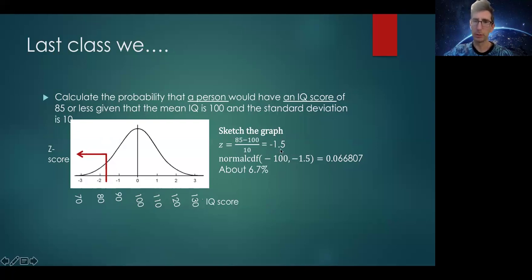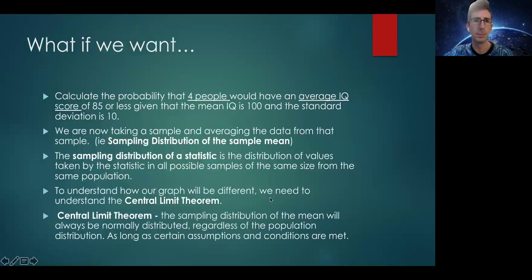We could look this value up in a z-table to get the area under the curve, or we could use our TI-84 calculator and the normal CDF function. This should be a positive 100, not a negative. We could use the CDF to get the area under the curve, which would be 0.0668, or about 6.7%.